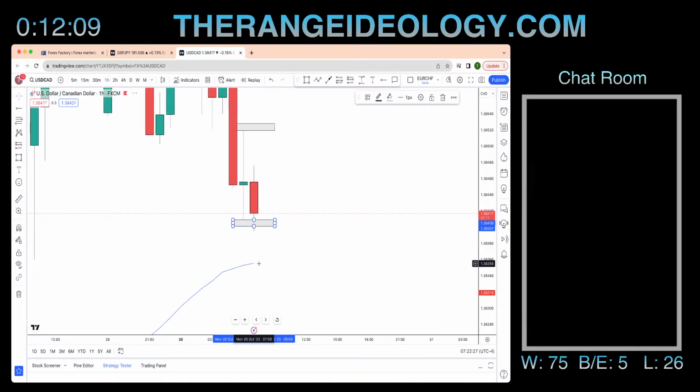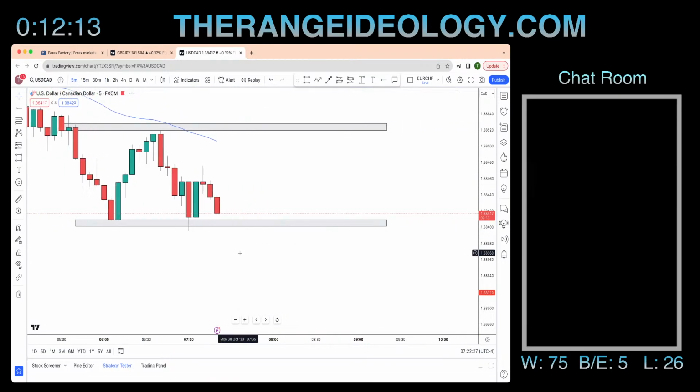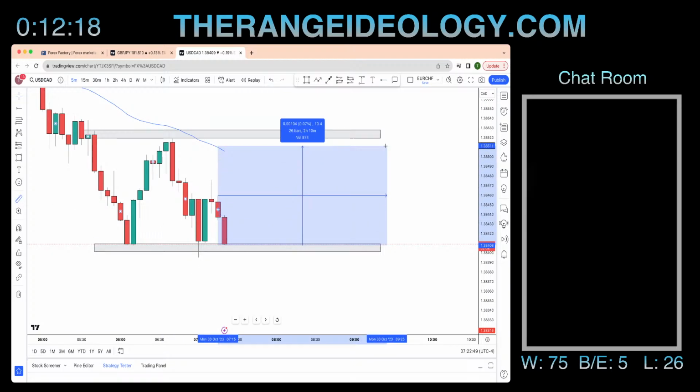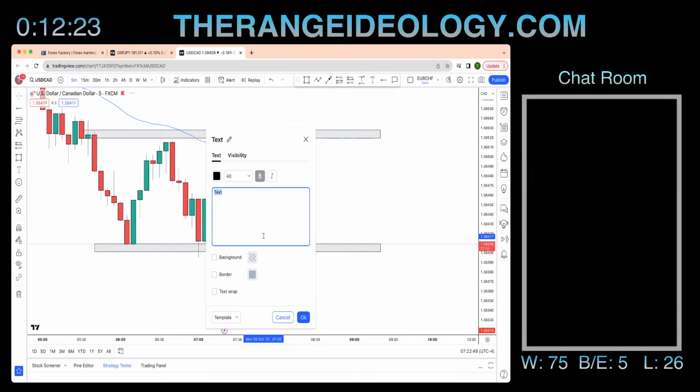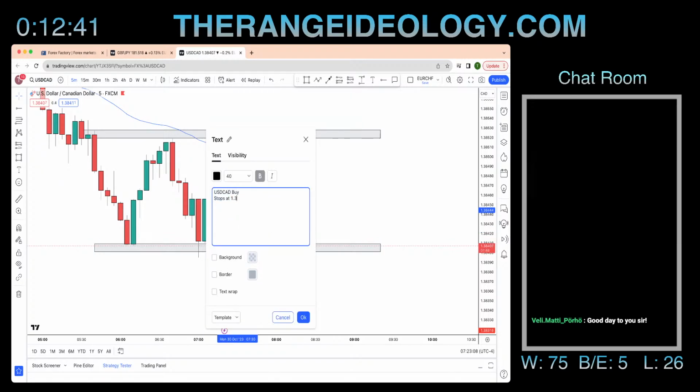We do have a 1 hour EMA down here. So let me take a look here. The range overall is pretty decently sized as well, 11, 12 pips. So I'm going to be looking at buy stops here, guys. USD CAD buy stops at, what is it, 1.38410. Should we do 410? Yeah, let's do 410. 1.38410.